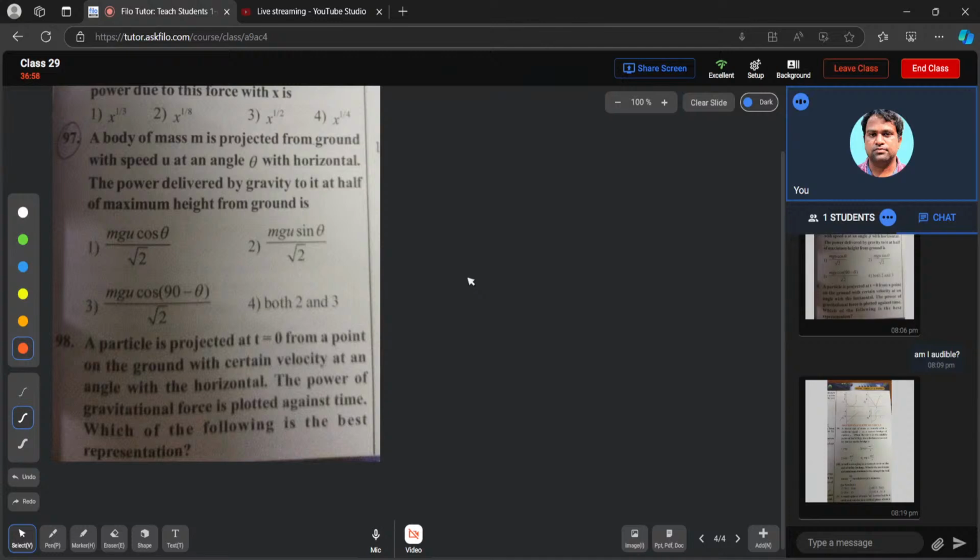A body of mass m is projected from ground with initial velocity u and angle theta with the horizontal. Find the power delivered by gravity to it at half of the maximum height from the ground.